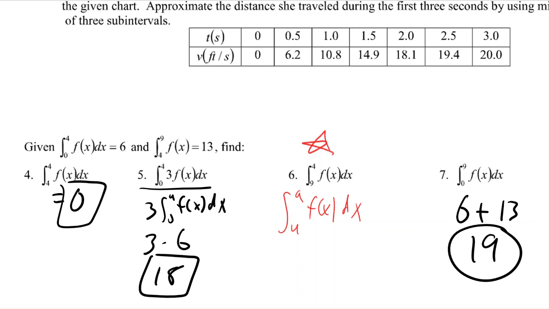And you can do that if you multiply it by a negative. Good. So your answer is negative 13. Maybe we did talk about it a little more.